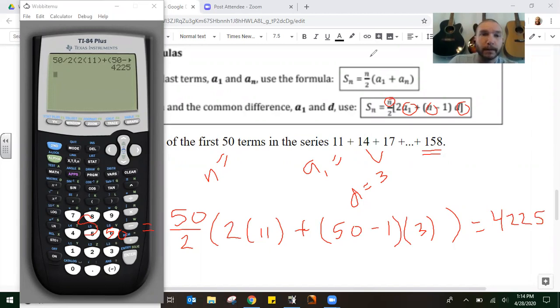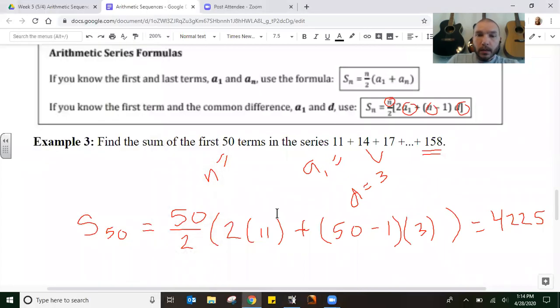Cool. All right. Again, we identified what we were given. The first 50 terms, that's n. They showed us part of the sequence, so we knew a sub 1 was 11, and we knew the difference between those two things was 3. And then we just plugged into the second formula because all I had was a sub 1 and d and n.